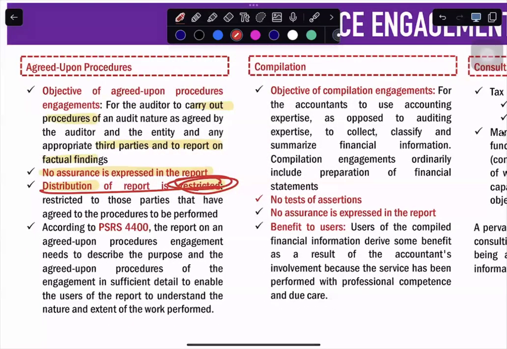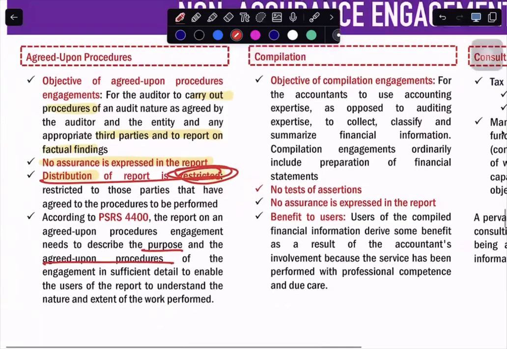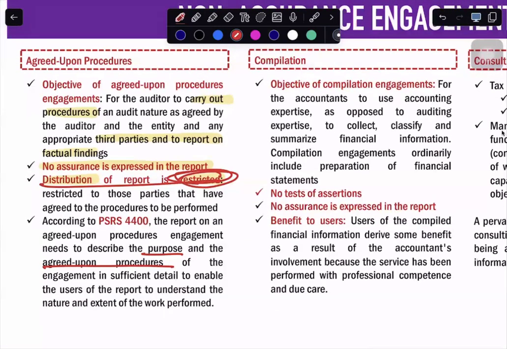It is only restricted to those parties that have agreed to the procedures to be performed. Why? It cannot be used by any third party. It can only be used by those persons who agreed to create that particular procedure. And according to PSRS 44, that is Philippine Standards on Related Services, the report on agreed upon procedures engagement needs to describe the purpose and the agreed upon procedures of the engagement in sufficient detail to enable the users of the report to understand the nature and extent of the work performed.